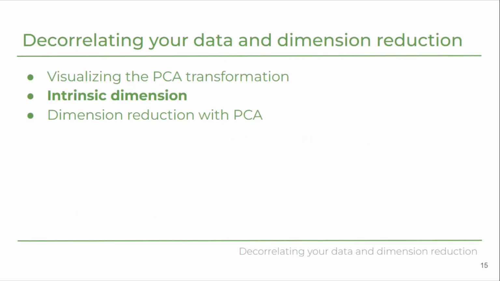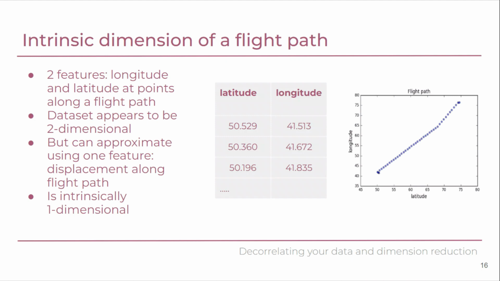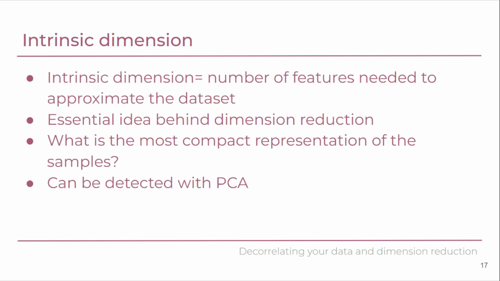Let's proceed with the intrinsic dimension. Consider this dataset with 2 features, latitude and longitude. These 2 features might track the flight of an airplane, for example. This dataset is 2-dimensional, yet it turns out that it can be closely approximated using only 1 feature, the displacement along the flight path. This dataset is intrinsically 1-dimensional. The intrinsic dimension of a dataset is the number of features required to approximate it. The intrinsic dimension informs dimension reduction, because it tells us how much a dataset can be compressed.